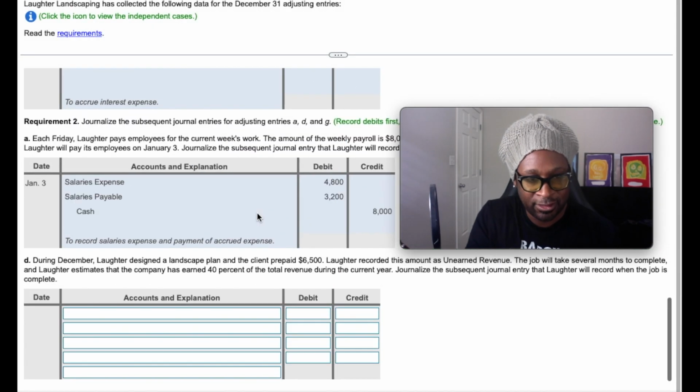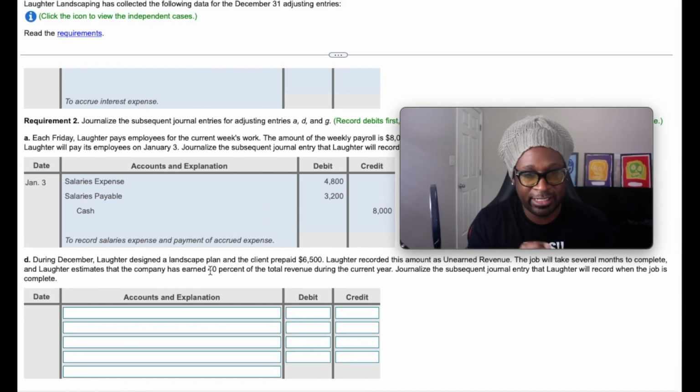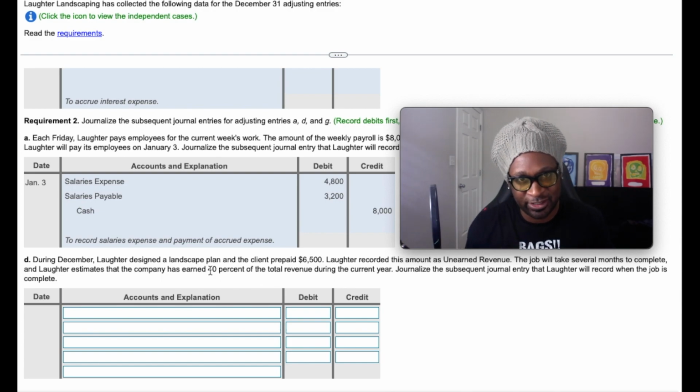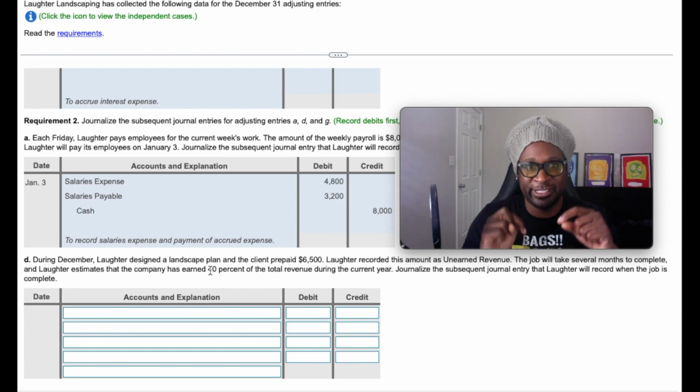Fantastic, gang. Moving on. In letter D, it told us that initially we had an unearned revenue of $6,500, of which year-end revenues will earn the 40% of that. And so now we're in the current year, the subsequent year, and so we're going to recognize the remaining 60% that has been earned in this year.